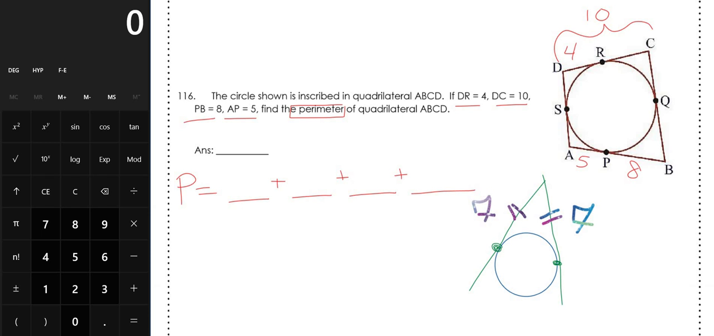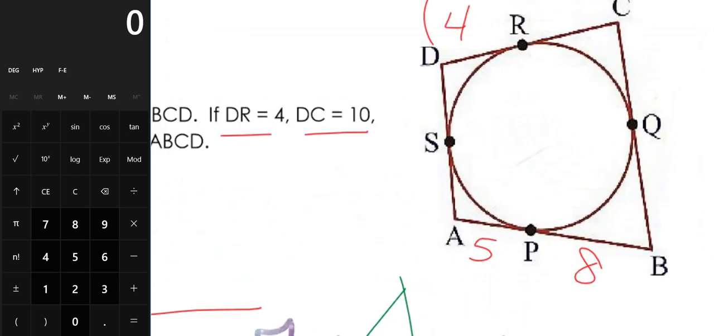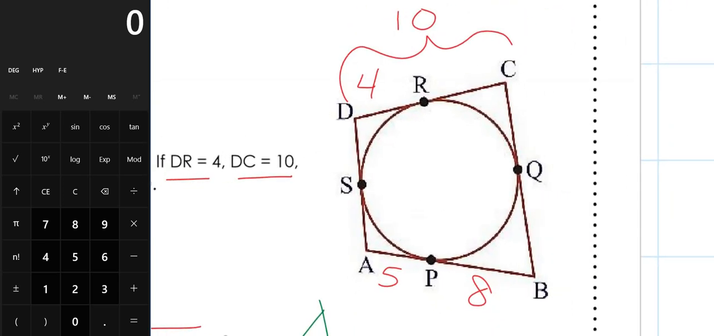Let's look at your diagram. You actually have a lot of little hats to your circle. So first thing that you should note is DR and DS are 2 tangents to the circle that should have the same measure. Same thing with AS and AP. PB is congruent to QB. And lastly, RC is congruent to QC.